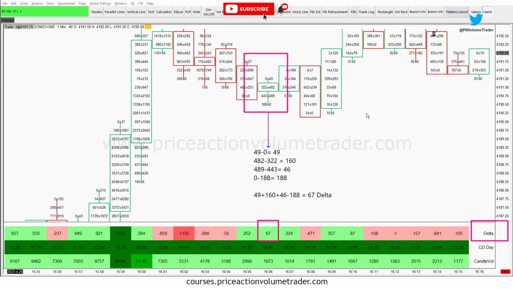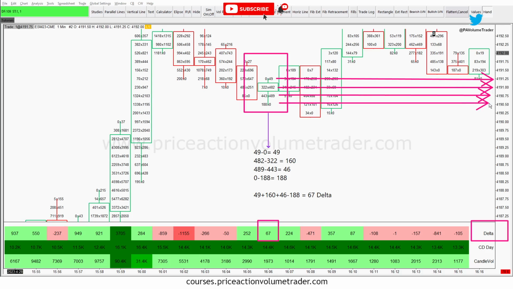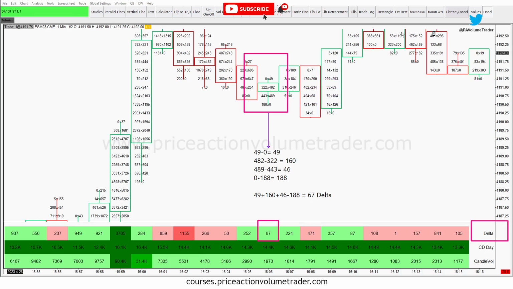So how do we measure delta? Well, if we're going to measure delta at each price level, you can see this candle had a range of basically 1 point, basically 4 ticks. Each one of these ticks corresponds to one price level. The low was at 41.90.50 and the high was at 41.91.25.